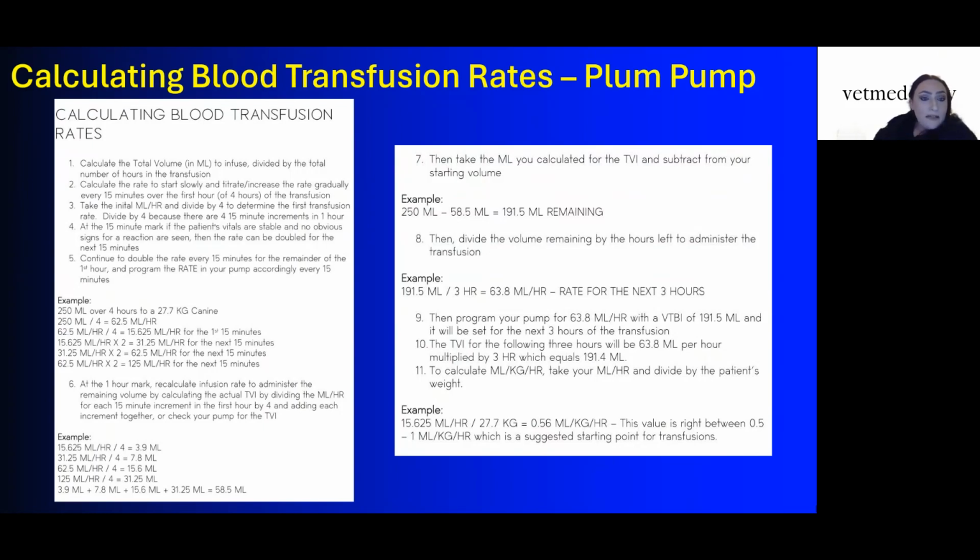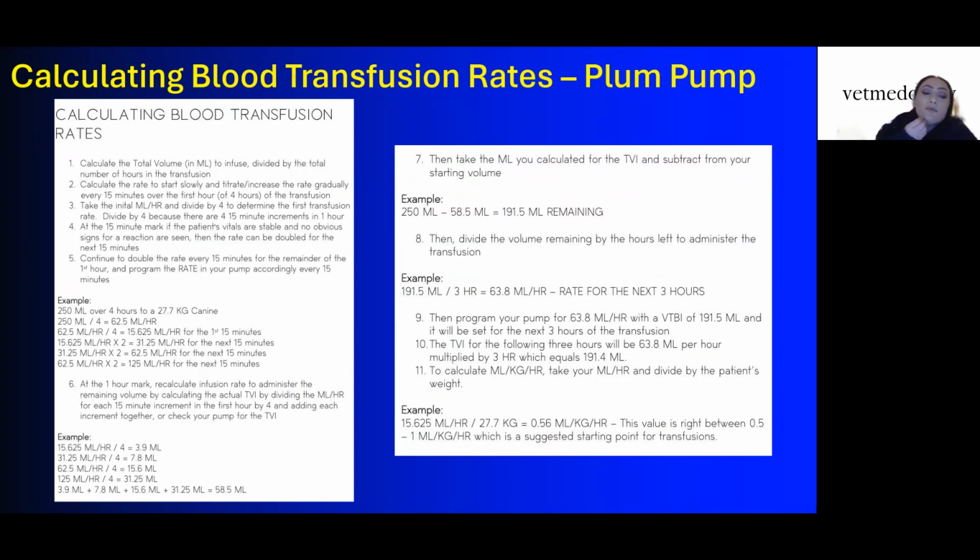At the 15-minute mark, if the patient's vitals are stable and no obvious signs of reaction are seen, then the rate can be doubled for the next 15 minutes. Continue to double the rate every 15 minutes for the remainder of the first hour and program the rate in your pump accordingly every 15 minutes. So say we have a 250 ml bag of blood over 4 hours to a 27.7 kg canine. 250 mils divided by 4 hours gives us 62.5 mils an hour.